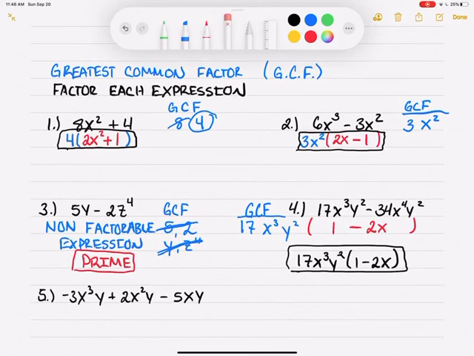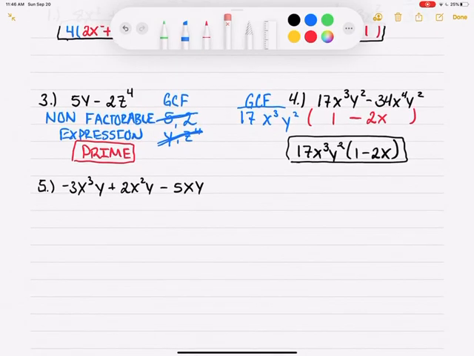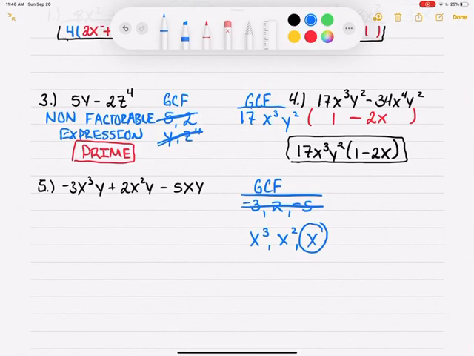On our last example, I have negative 3x cubed y plus 2x squared y minus 5xy. GCF, first we look at the numbers. I have negative 3, 2, and negative 5. Those numbers have nothing in common. Looking at the variables, I have x cubed, x squared, and x. I'm always going to choose the variable that has the smallest exponent, which in this case would just be x. Then I have y, y, and y. Well, obviously it's going to be y. So my greatest common factor is xy.